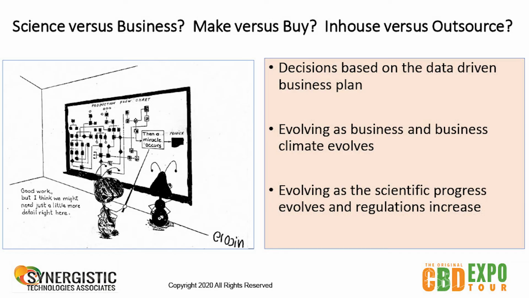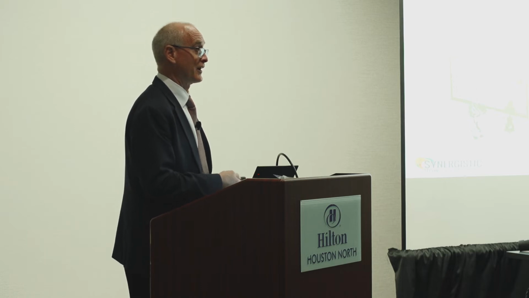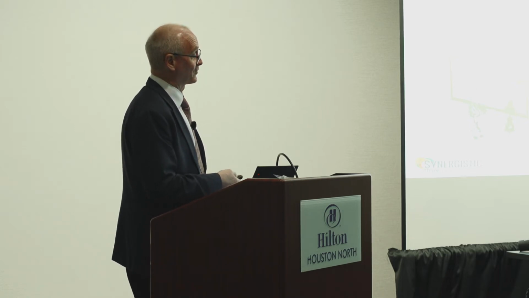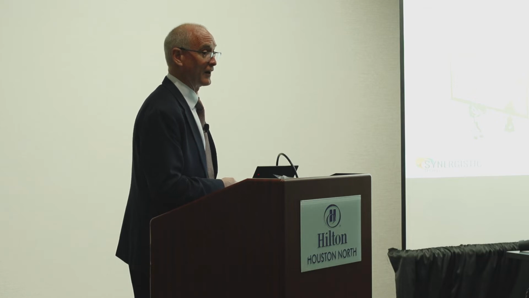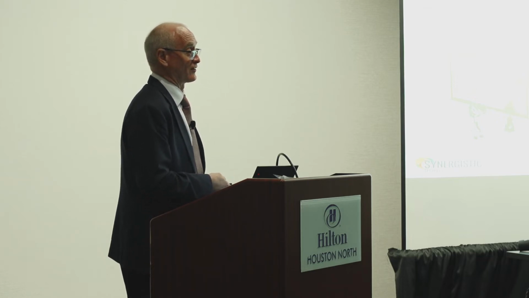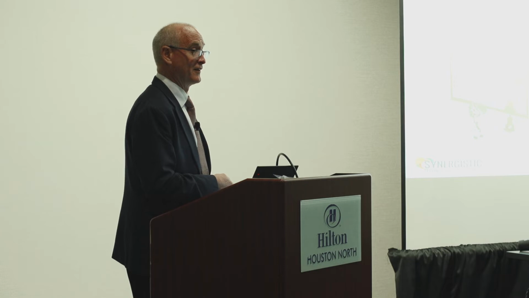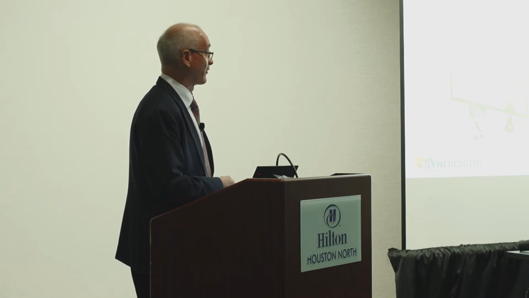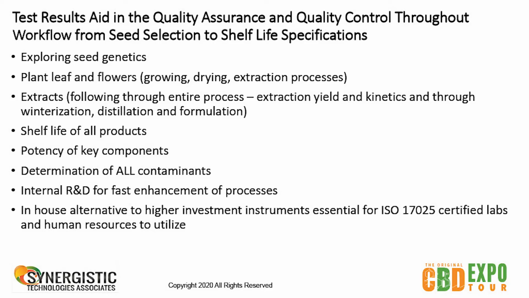And evolving as a business, and the business climate evolves at times to take a pivot where you're moving and what you want to do, and also evolving as the scientific process resolves and regulations increase. Being prepared for the future, not being prepared for the past. So it's the same thing as where do you play hockey? You go where the puck is, not where it's going to be. You want to go where the puck is going to be, not where it is. So this is what you need for testing all the way through these processes, that if you're in here, these are the parts that are needed.